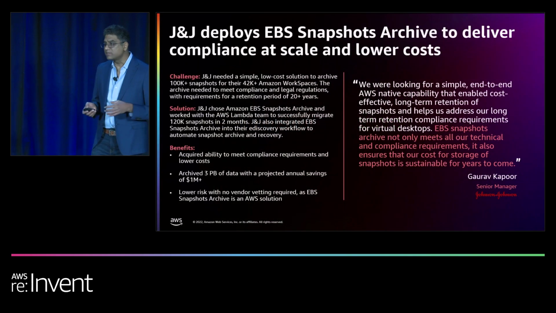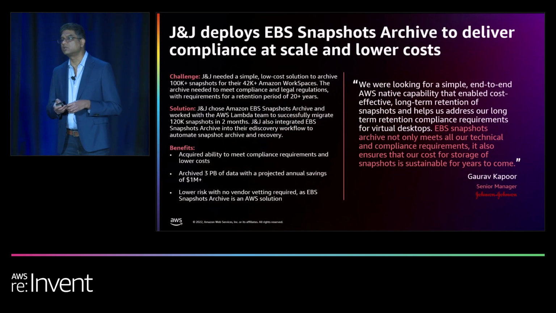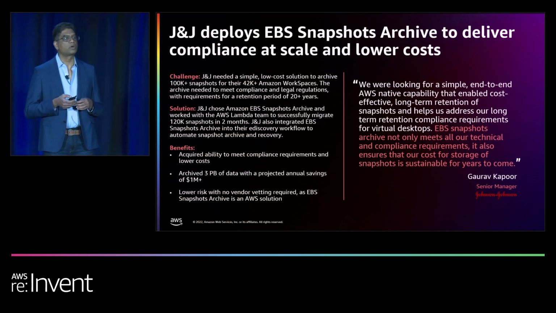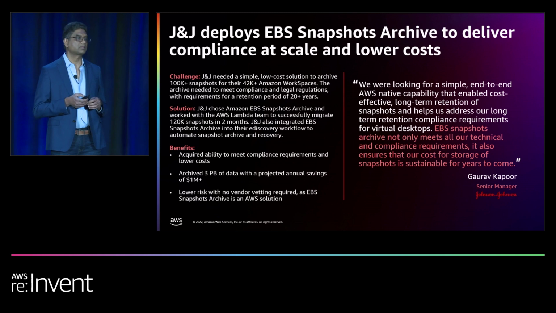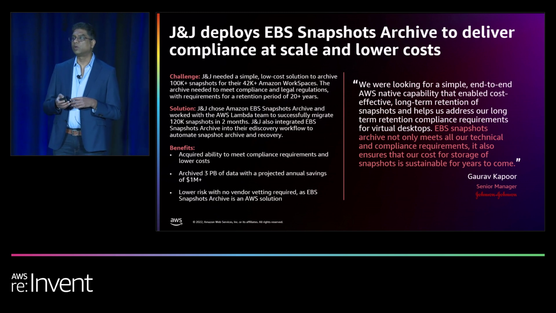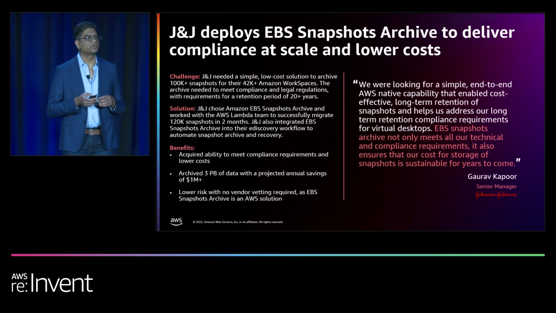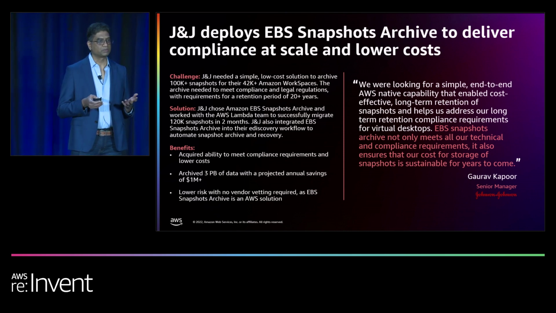Okay. Now, one such interesting customer was Johnson & Johnson. They had a very unique challenge. They wanted to store more than 100,000 of their snapshots coming from virtual desktops running on AWS WorkSpaces. And they wanted to store these snapshots for more than 20 years because of legal and compliance requirements. And they also wanted a solution that was simple and a native AWS solution.